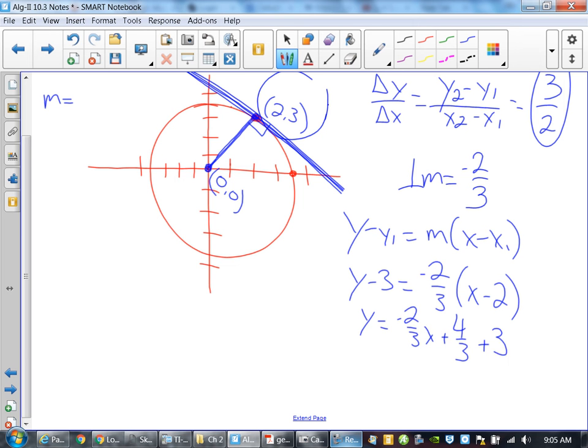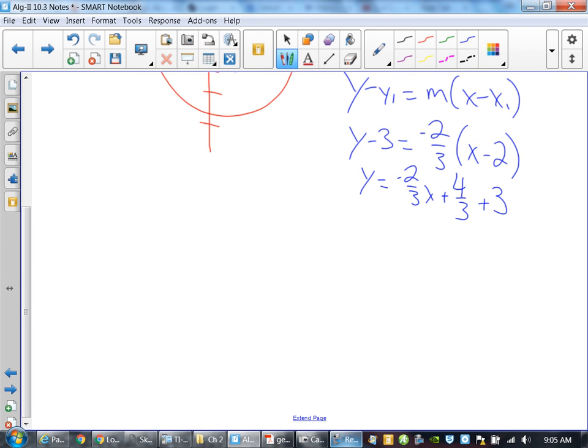When I add 4/3 to 3, 3 can be rewritten with the denominator of 3 by turning it into... wait, what's the denominator? 9/3. Yeah, because I have to have a common denominator. Your answer would be y equals -2/3 x plus, this is the same as 9/3.